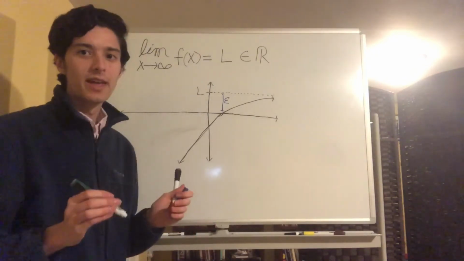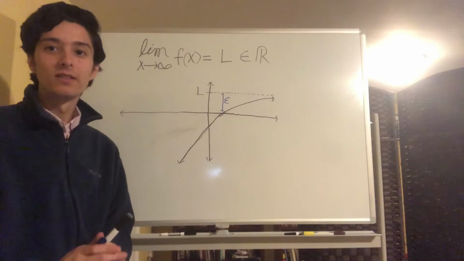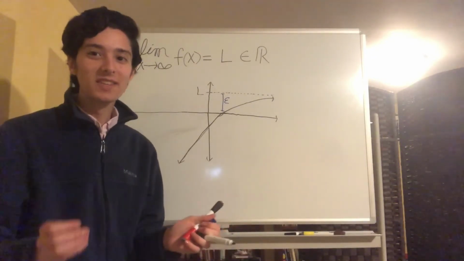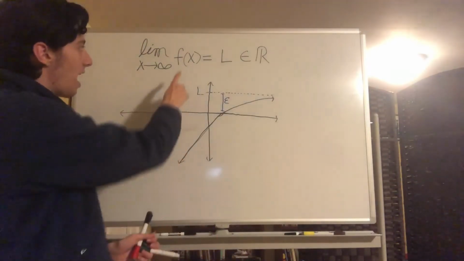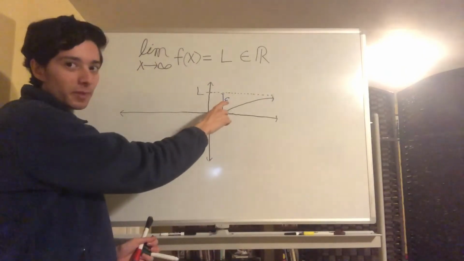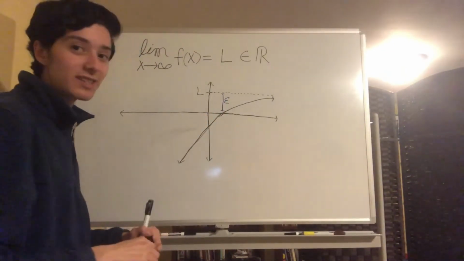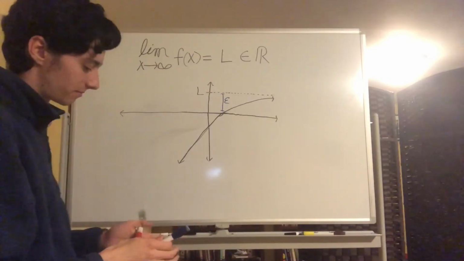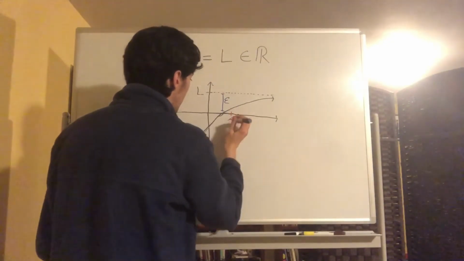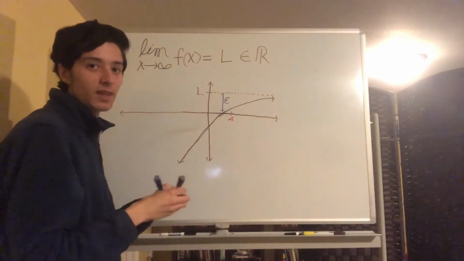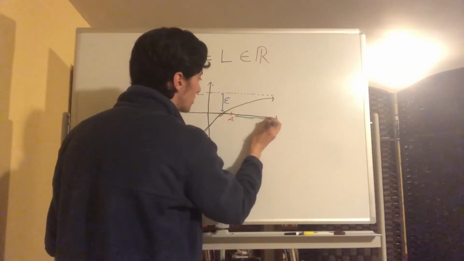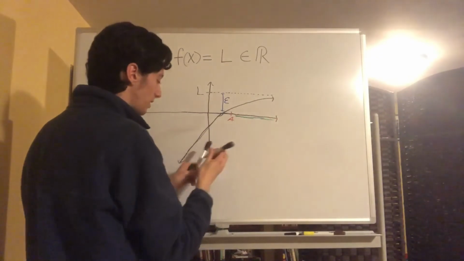Now let's see, can we find an a such that when x is greater than a, the distance between f of x and L is less than this epsilon, right? Where this epsilon represents that distance. Well, sure. Let's say a is here. Then we have our x values that are in this green area.